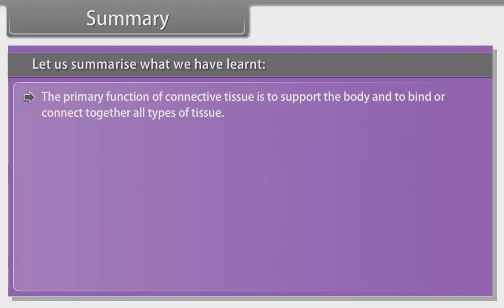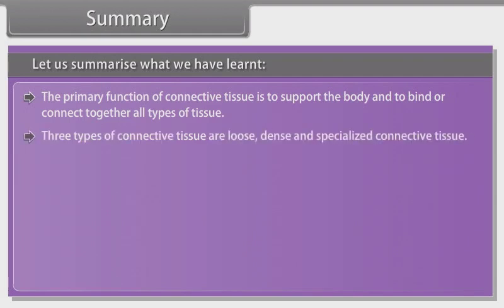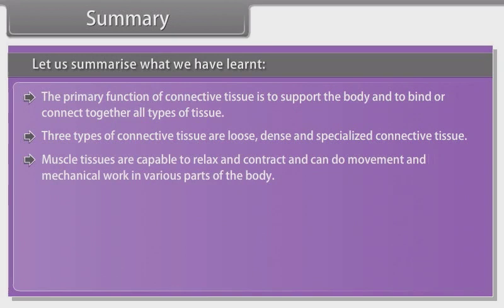The primary function of connective tissue is to support the body and to bind or connect together all types of tissue. 3 types of connective tissue are loose, dense, and specialized connective tissue. Muscle tissues are capable to relax and contract and can do movement and mechanical work in various parts of the body.